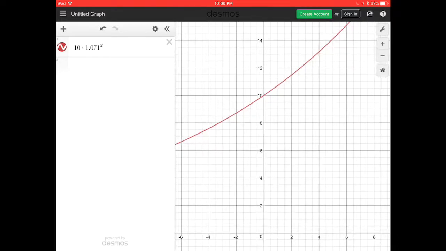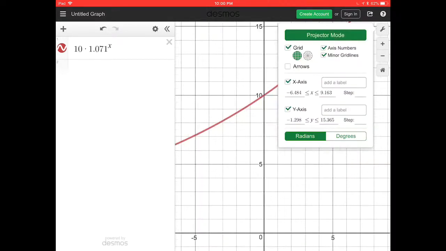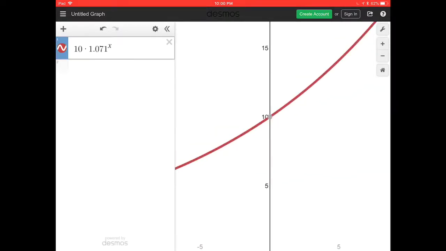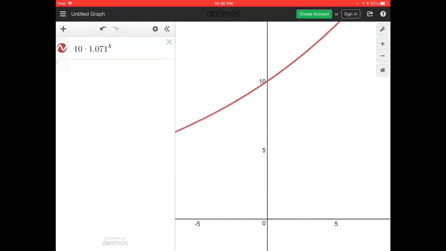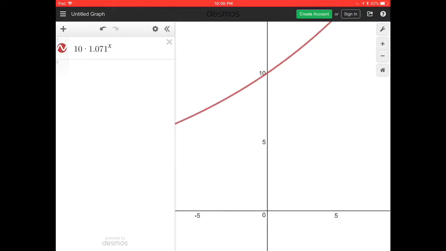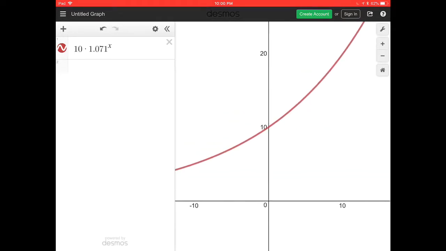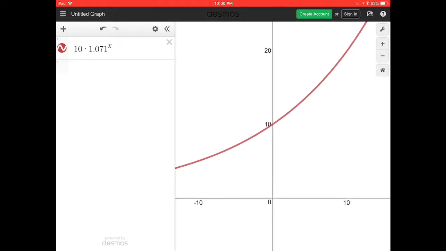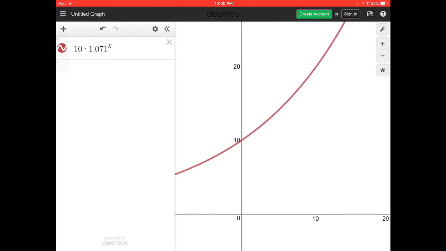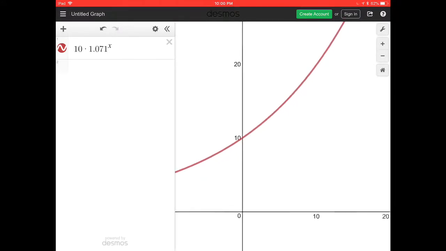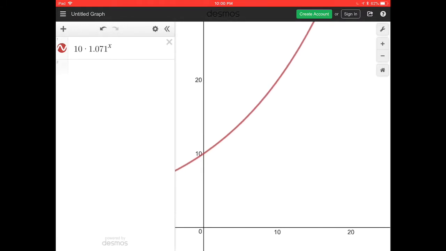Notice how here the graph starts, it intersects the y-axis at y equals 10. So the initial speed after 0 weeks have passed is 10. Notice that after 1 week, she is at about 10.71.